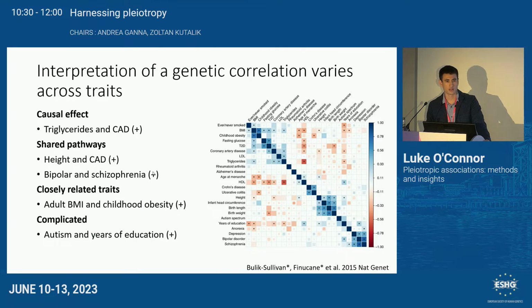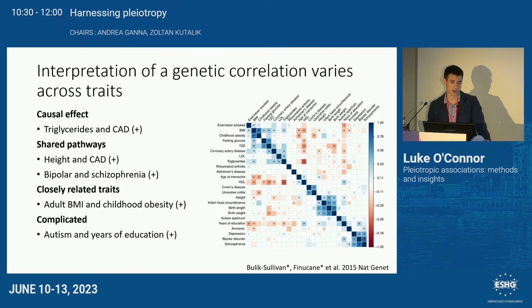Across traits, the interpretation of the genetic correlation can differ substantially. Some pairs of traits, and I'll talk about this more in the second half of the talk, will have a causal relationship. That's the case for triglycerides and coronary artery disease, which do have a causal relationship. More often, you have some shared pathways or shared biology, which is the case probably for height and CAD, as well as for bipolar disorder and schizophrenia, which are highly genetically correlated. Some traits are so closely related that it no longer really makes sense to describe their genetic correlation as being the result of shared pathways.